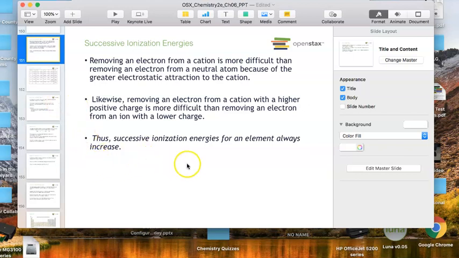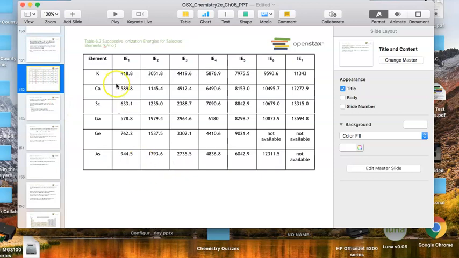All right, so here we see a chart that sort of demonstrates that. Here we have ionization energy for the first electron versus the second versus the third, fourth, fifth, sixth, and seventh. And you notice that ionization energies are increasing. So that's the general trend. The more electrons you remove, the higher the energy it takes to remove it from a cation, which we saw earlier.